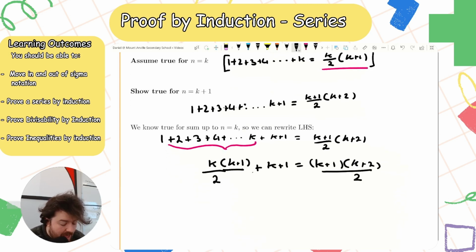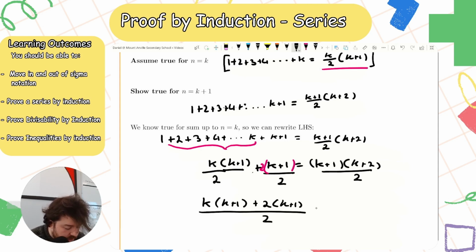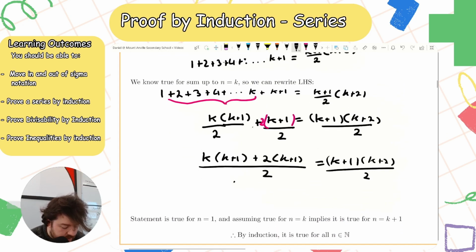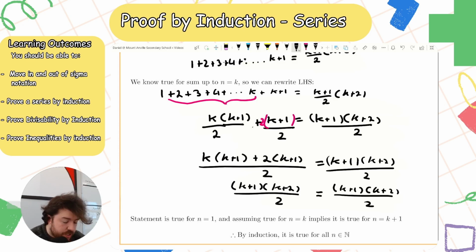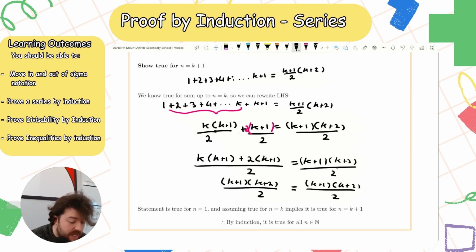Now I need to make my left-hand side look like my right-hand side. So I need to add a fraction here. I'm going to put 2 in the bottom. If I put 2 in the bottom, I need to put 2 on top. So I'm going to have k times k plus 1 plus 2 times k plus 1 all over 2 equals k plus 1 times k plus 2 all over 2. Factor out k plus 1, k plus 2 all over 2. And that is equal to k plus 1 times k plus 2 all over 2. So I have proven my left-hand side equals my right-hand side.